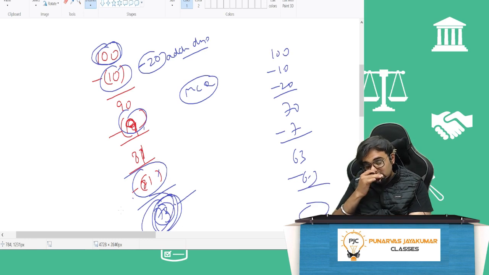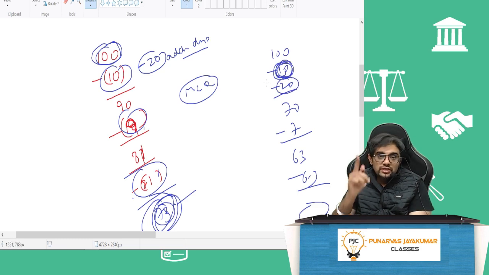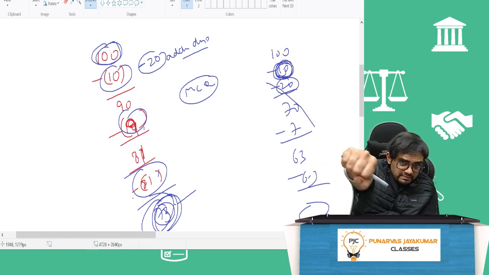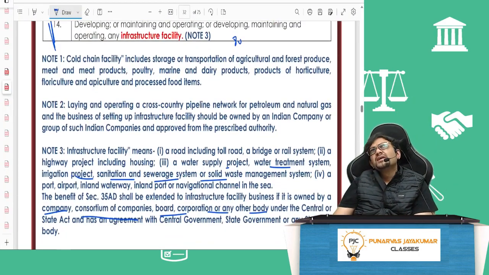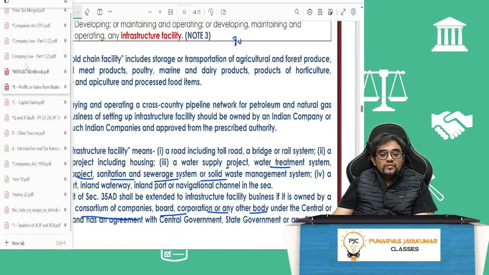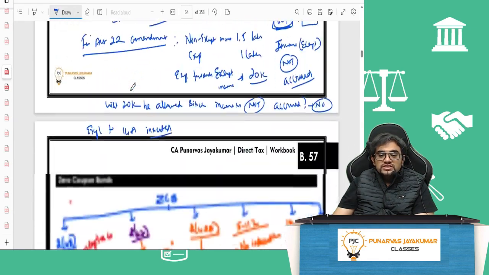Why? Because the law says you should take the actual cost minus depreciation which you would have been allowed if this was not a 35AD asset. What would you have allowed if it was normal machinery? I will allow normal depreciation and additional depreciation. Think about it. Fist pump, come on. Yes, awesome. Got it, guys? Income tax, direct tax, very easy, guys. You just have to structure it in a beautiful way. Like this, if you neatly structure, nothing will happen.